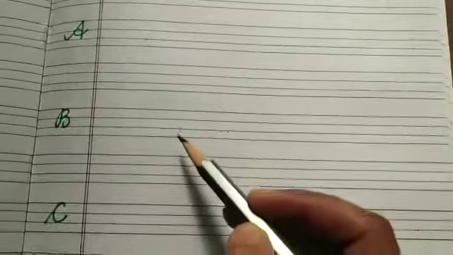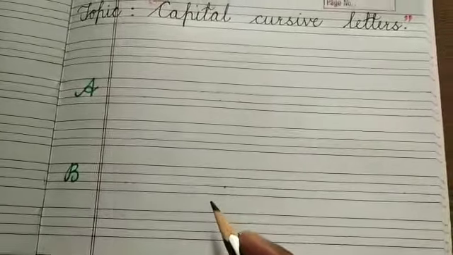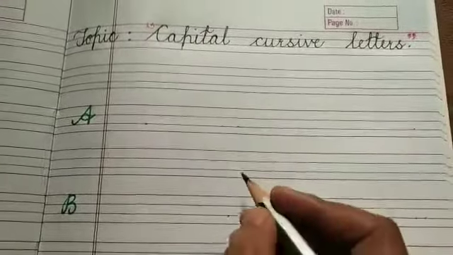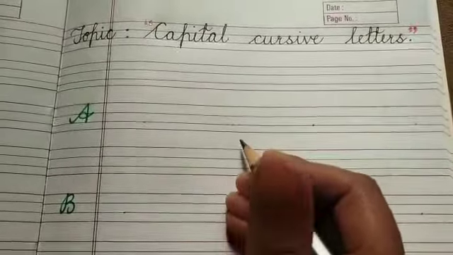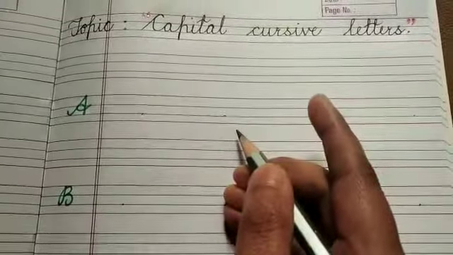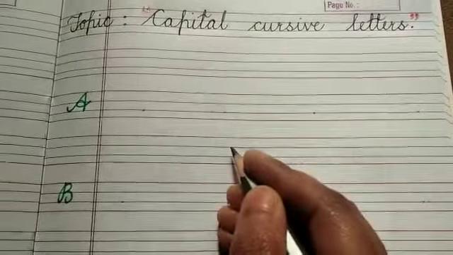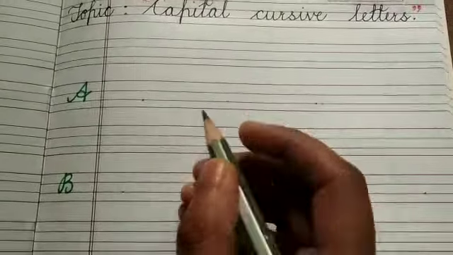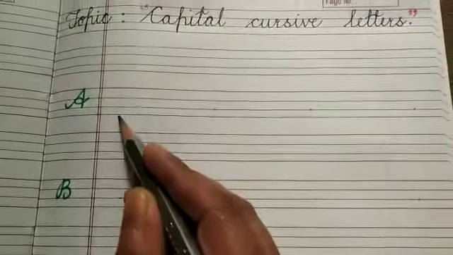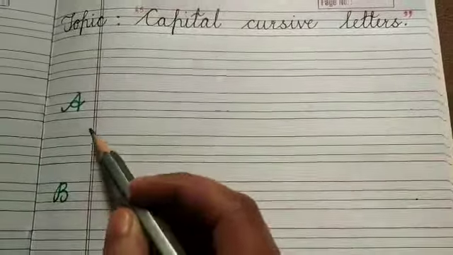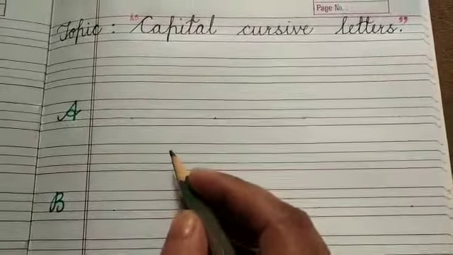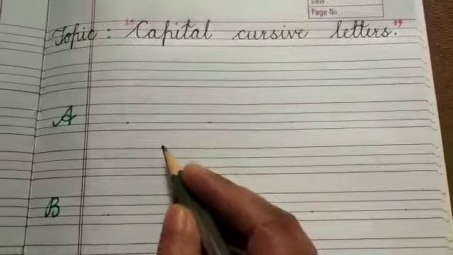Now, before showing you how to write, let me remind you of two important things. First, you have to hold your pencil properly between your thumb and your forefinger. And the second thing is, you do not have to lift up your pencil while writing each stroke. You have to complete each stroke in one go. Now kids, I have used a notebook here to make you understand how to write each letter.